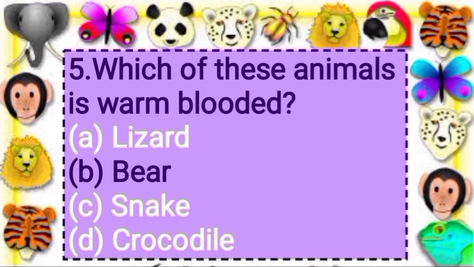So as you know, lizard, snake and crocodile are reptiles, which are cold blooded animals, while option B, bear, is a warm blooded animal.